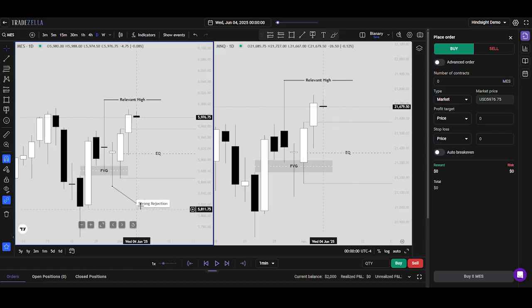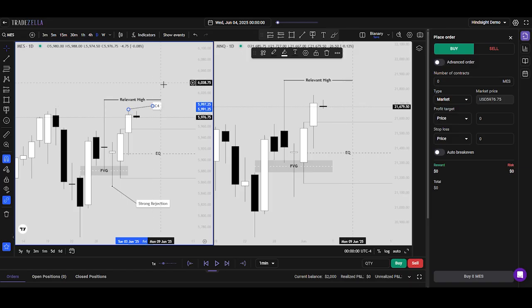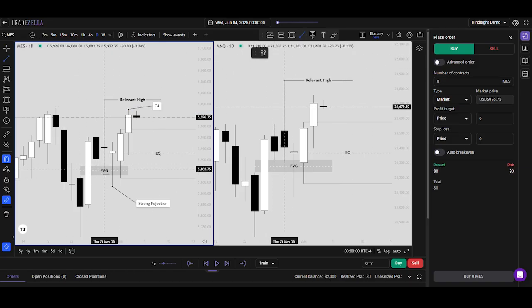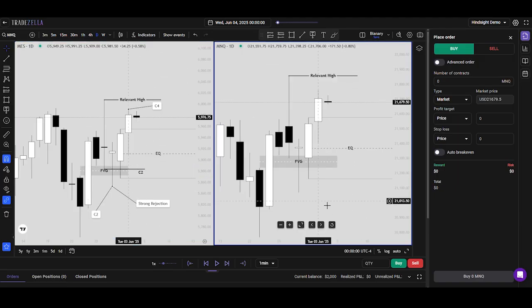So what else do we see? This is a C2 in the model, C3, C4. This is the C4, and this is the day that we're looking at. We're looking at Tuesday, June 3rd. So mark this as C4, and then also mark this candle as a C2, and then just as important, looking for SMT.